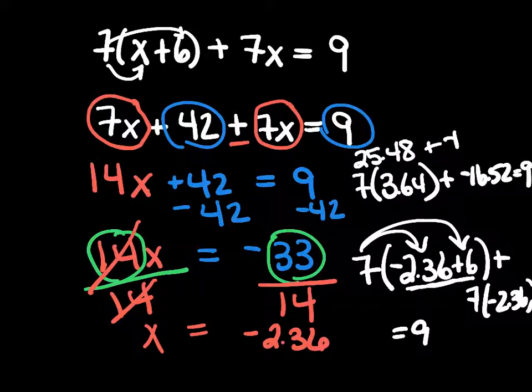plus negative 16.52. Does that equal 9? Well, let's put it in our calculator. Plus negative 16.52 gives us 8.96, which again is not exactly 9, but it's not exactly 9 because we rounded. Had we not rounded, we would have gotten exactly 9.